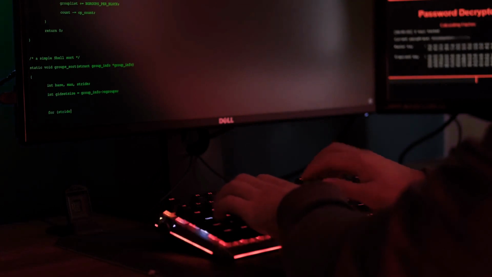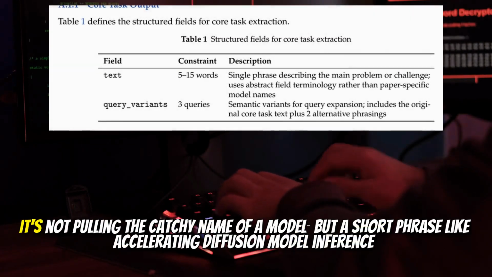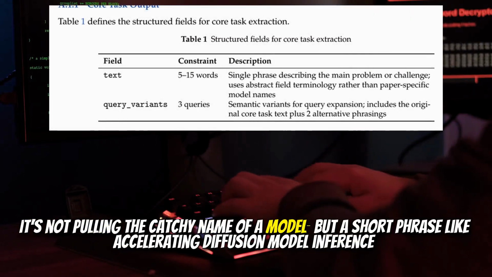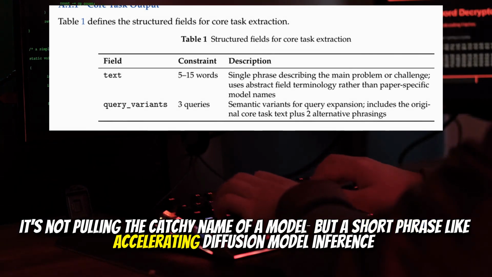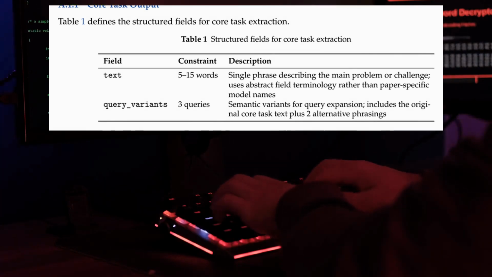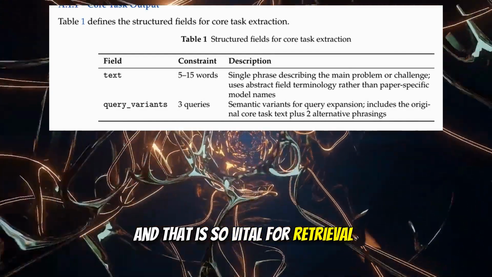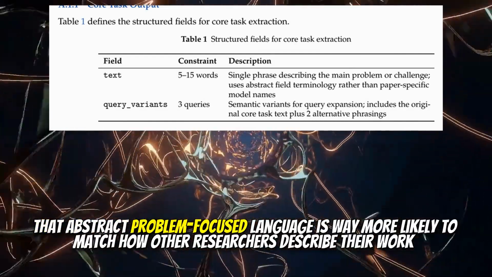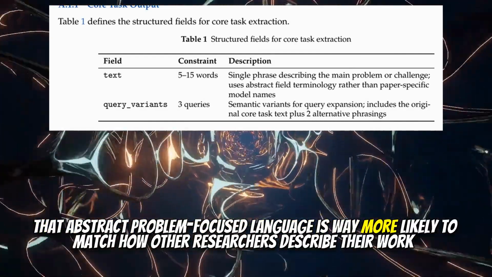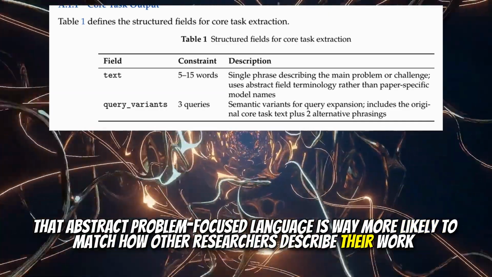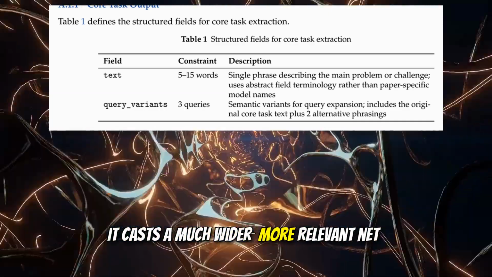And the extraction itself is very abstract. It's not pulling the catchy name of a model, but a short phrase like accelerating diffusion model inference. Yes, and that is so vital for retrieval. That abstract, problem-focused language is way more likely to match how other researchers describe their work. It casts a much wider, more relevant net.